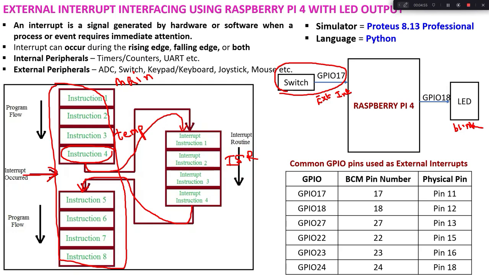Here it is not something like IO programming, right? Here it is an external interrupt. Whenever we press the switch, an interrupt service routine will be executed. In the interrupt service routine, we are going to make the LED connected to GPIO 18 blink. There are different pins that can be used as external interrupt pins in the case of Raspberry Pi 4. Some of the commonly used pins are GPIO 17, 18, 27, 22, 23 and 24. For this project, we will be using Proteus 8.13 professional software and the programming language will be Python.